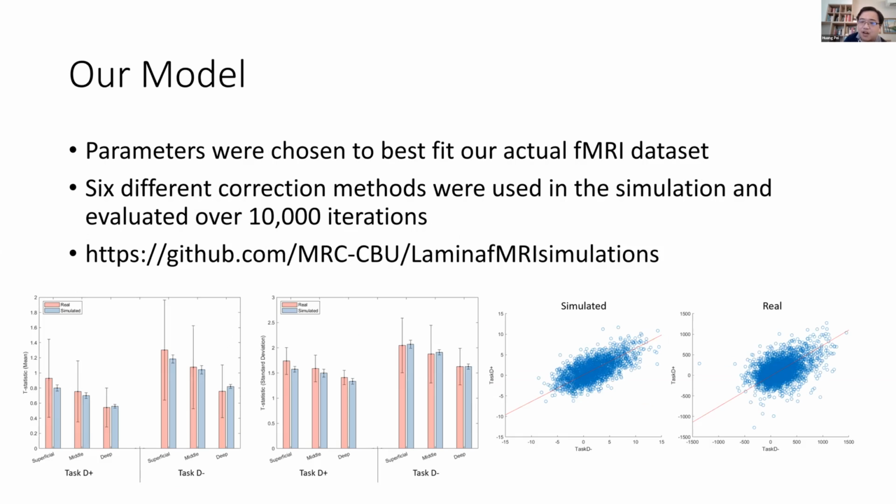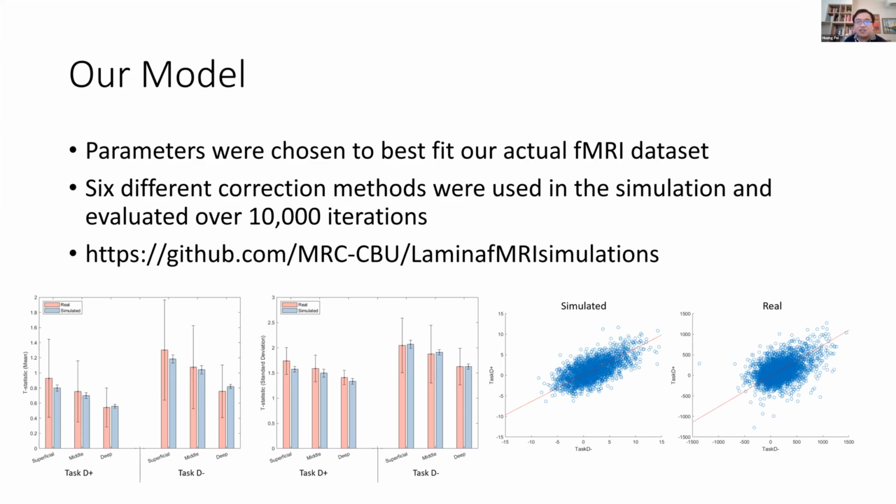So the parameters for our simulation were chosen to best fit our fMRI dataset. As you can see from the figures here, the mean and the standard deviation of the t-statistic of our simulation closely match that of our real data. And we generate a scatter plot of the voxel responses for the simulated data and the real data. You can see that they are in good agreement as well.